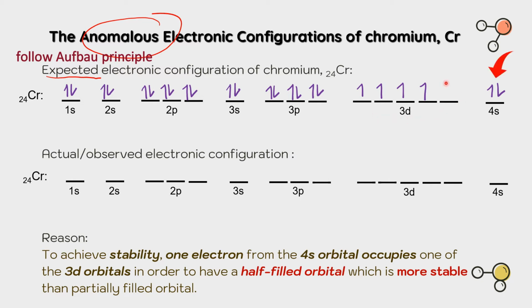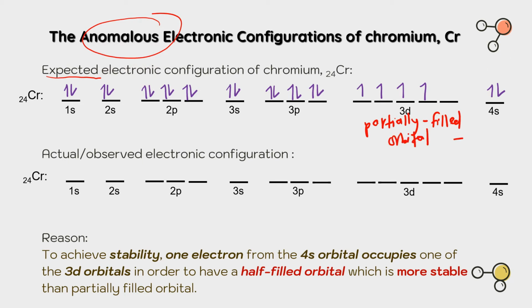Now, we have 4 electrons in these 3d orbitals. This kind of arrangement is said to be a partially filled orbital, and this arrangement of partially filled orbital is not stable. So in order to form a more stable electron configuration, one electron in the 4s orbital will jump to the empty orbitals of 3d.